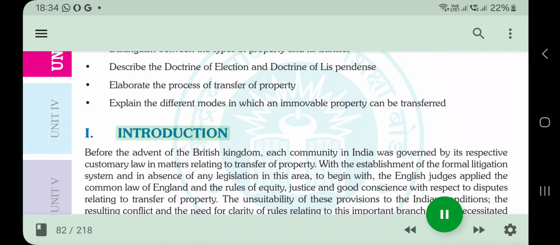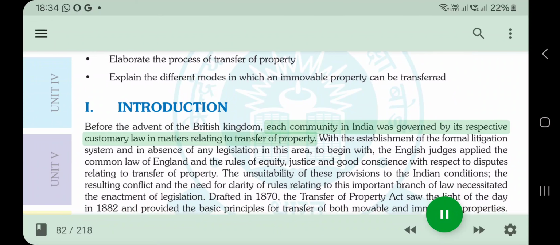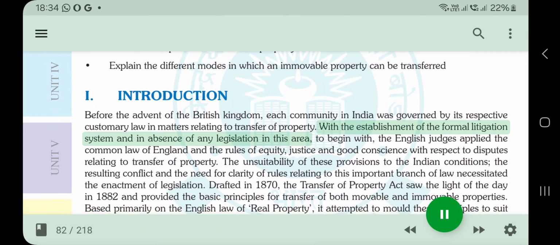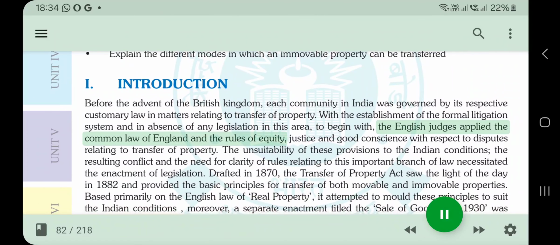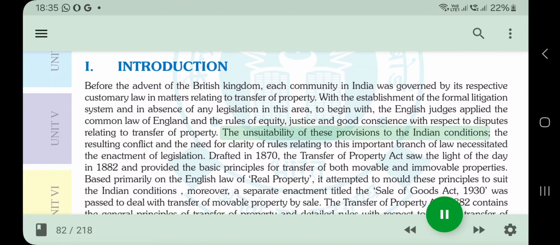1. Introduction. Before the advent of the British Kingdom, each community in India was governed by its respective customary law in matters relating to transfer of property. With the establishment of the formal litigation system and in absence of any legislation in this area, to begin with, the English judges applied the common law of England and the rules of equity, justice and good conscience with respect to disputes relating to transfer of property. The unsuitability of these provisions to the Indian conditions.